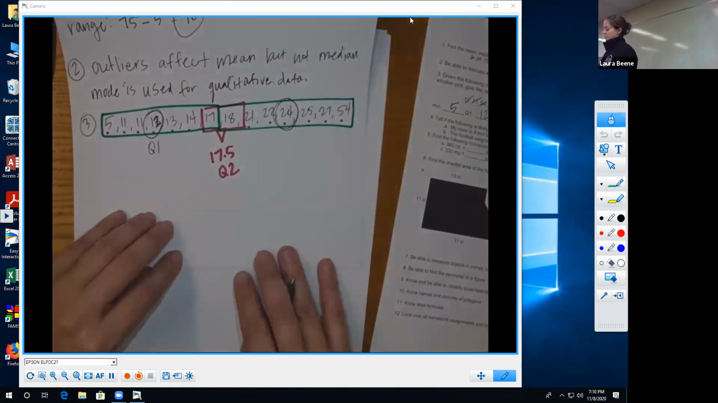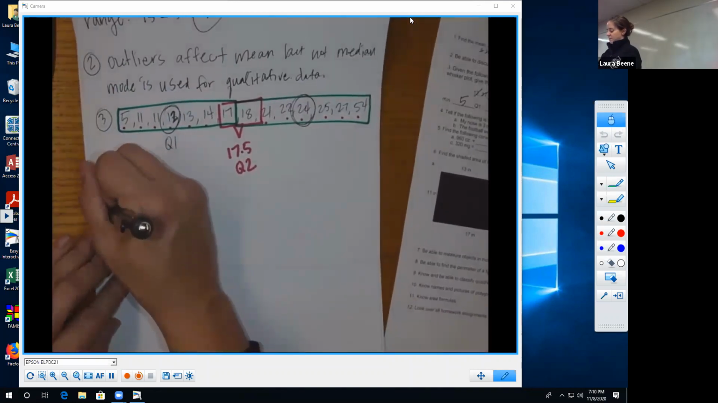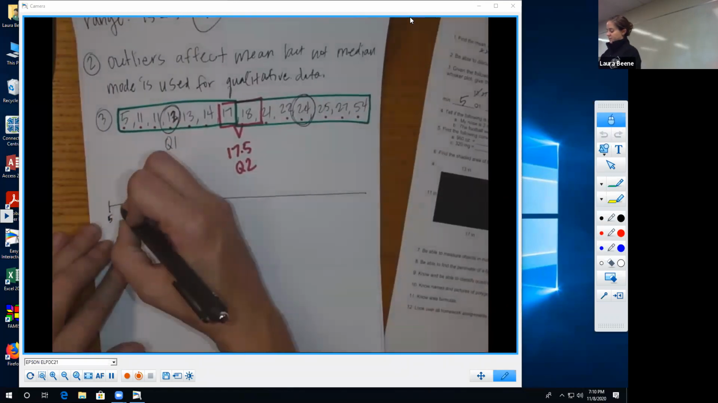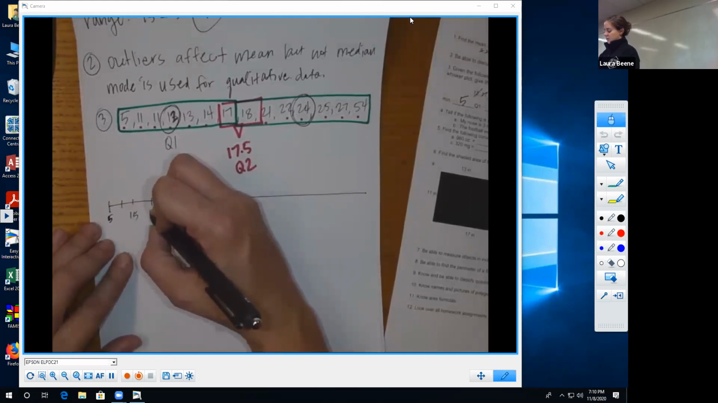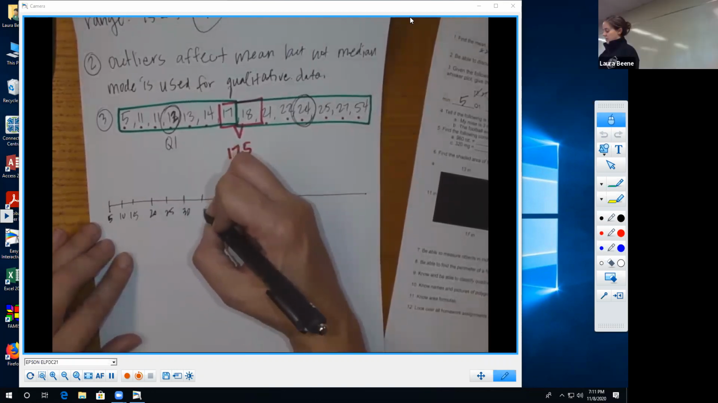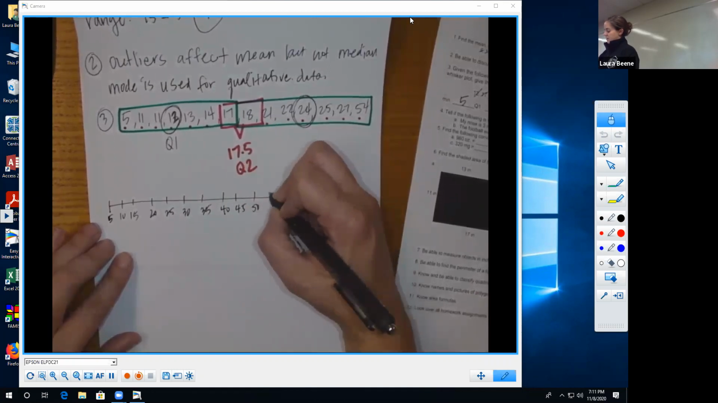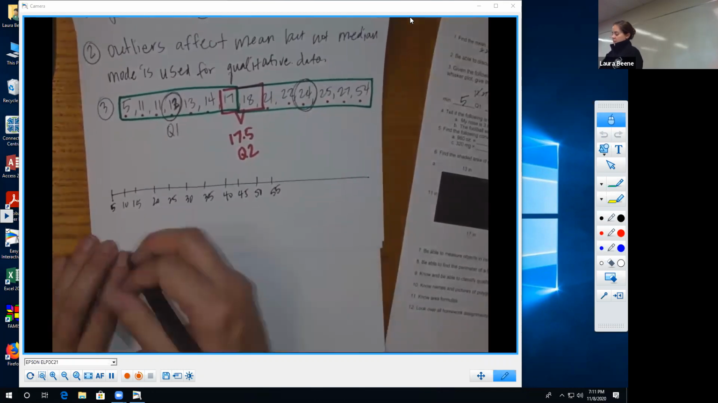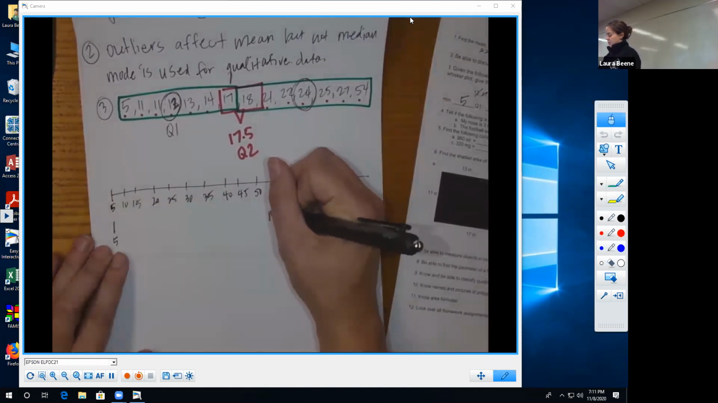So when I go to draw a box and whisker plot, my lowest number is 5. I'm going to draw a number line and then draw it underneath. So I'm going to count by 5s. 5, 10, 15, 20, 25, 30, 35, 40, 45, 50, 55. Okay, so that tells me this is my minimum number of 5. My maximum number of 54 is about right here.